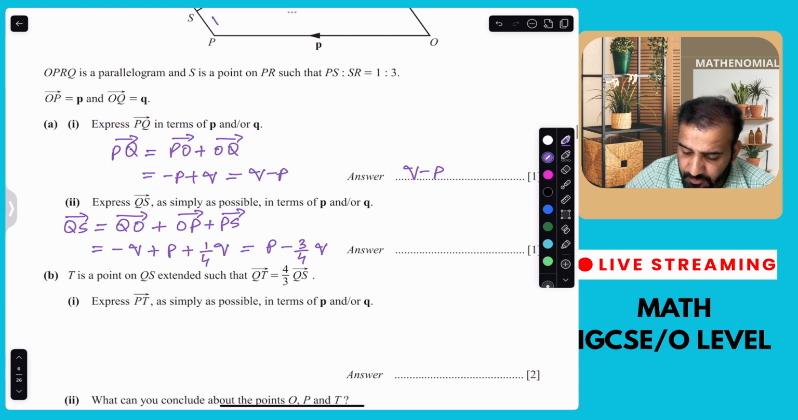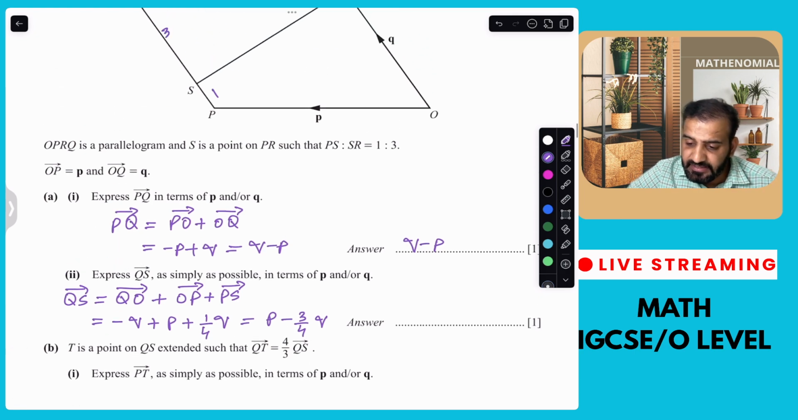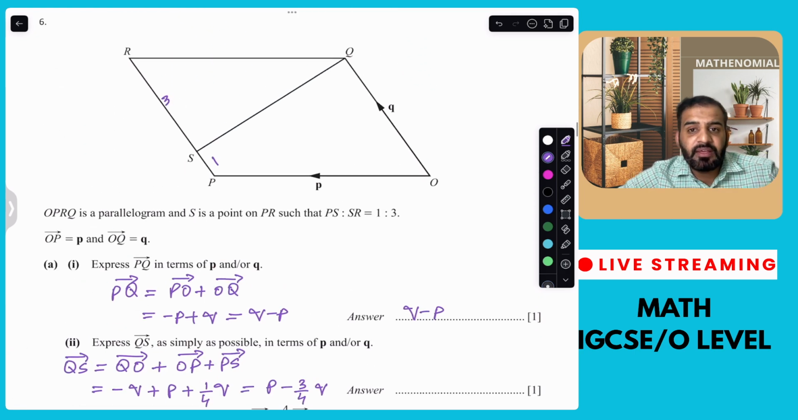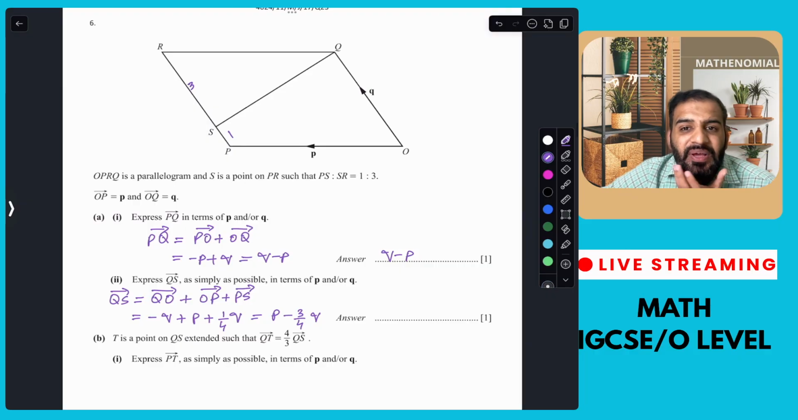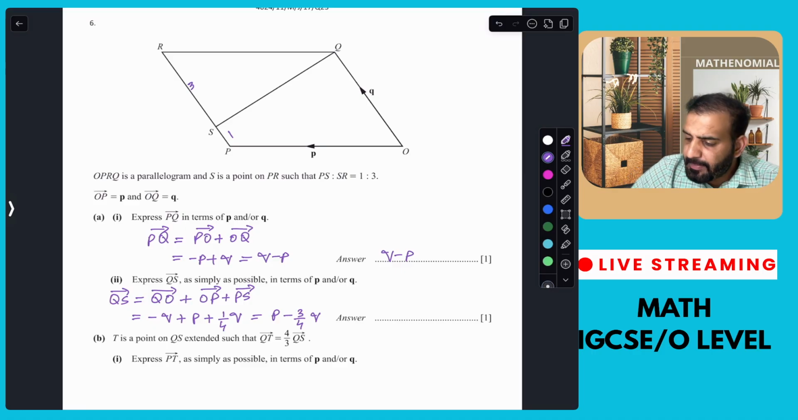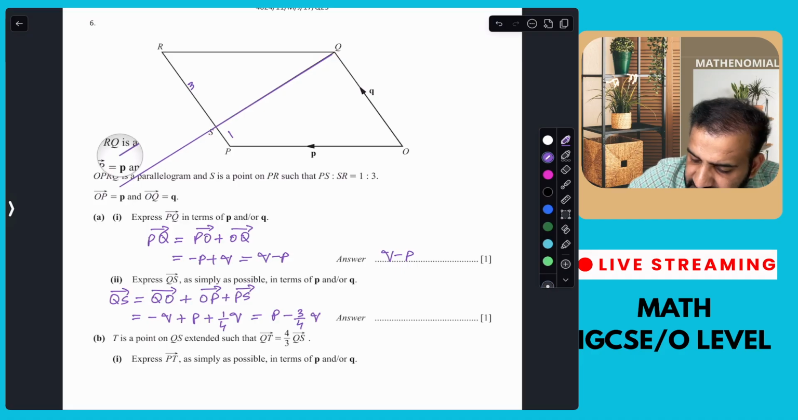Next, T is a point on QS extended such that QT is 4/3 of QS. So extend QS, and T is somewhere on this line, but you have to keep one thing in mind about how it will look.